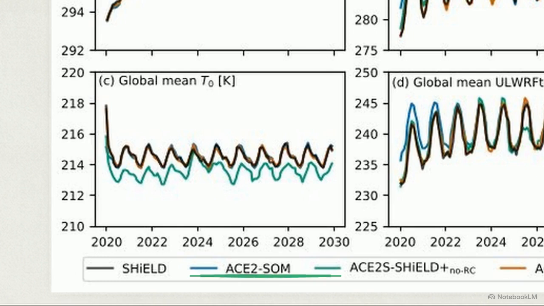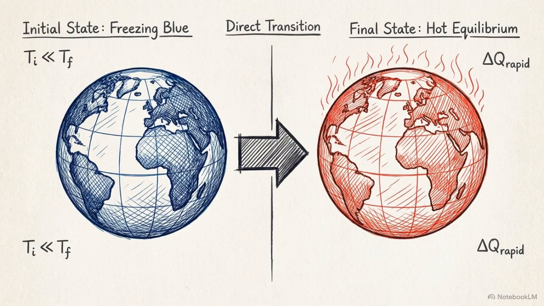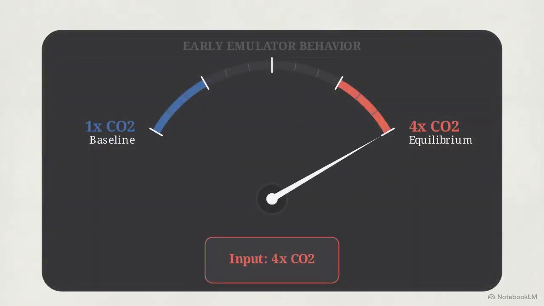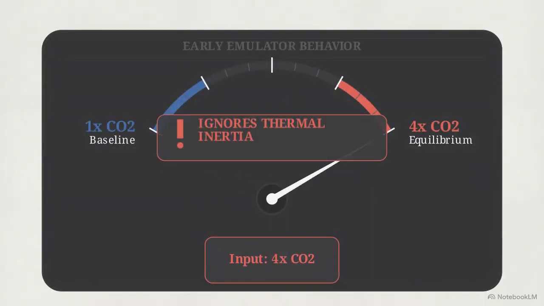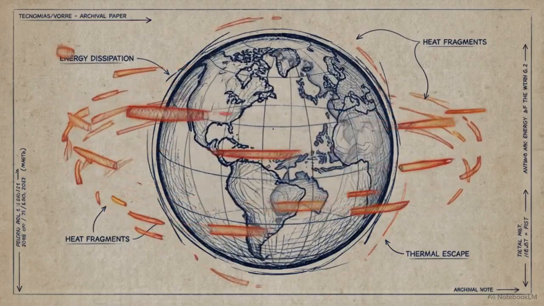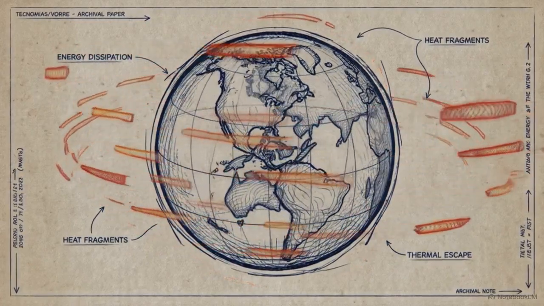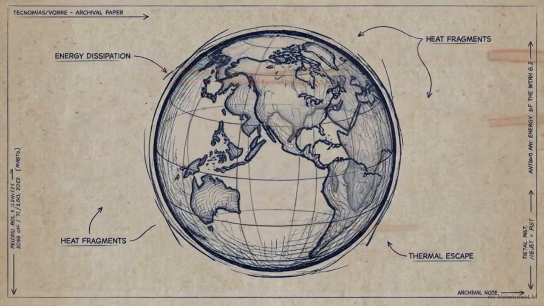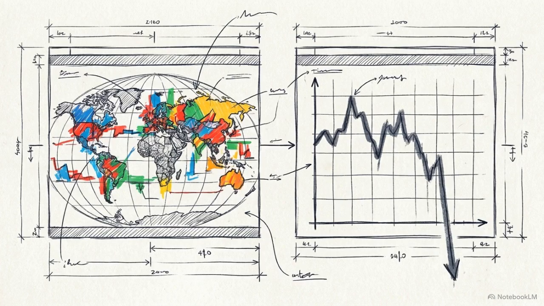Instead of the gradual cooling seen in the physics-based target, the emulator's stratospheric temperature drops nearly vertically on day 1. The model bypasses the transient physics entirely. It jumps straight to a quadrupled CO2 equilibrium state within days, ignoring the thermal inertia of the simulated Earth system. This immediate jump requires energy to vanish from the system instantaneously, violently violating the laws of global energy conservation.